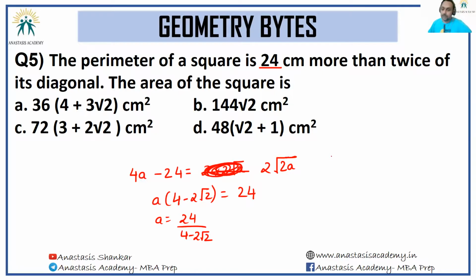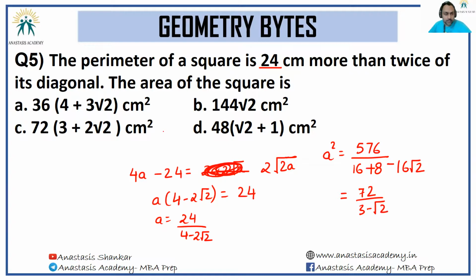We've already got the side. So area would be given by a square is equal to 576 upon 16 plus 8 minus 16 root 2. Have I done it correctly? I could have removed 8s easily. So if I remove the 8, I get 72 by 3 minus root 2. But none of the options match what I have. I have option C, which is very similar to it, but it doesn't really match it exactly.